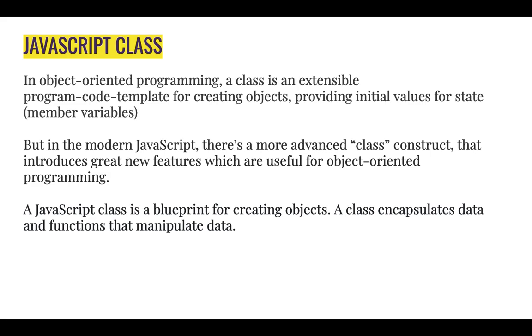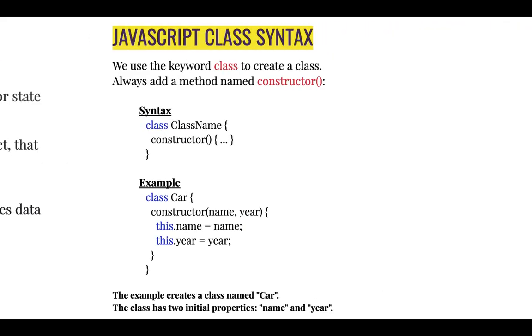However, in modern JavaScript, there is a more advanced way to do that. It introduces great new features which are useful for object oriented programming. A JavaScript class encapsulates data and functions that manipulate data. Let's look at the syntax for creating a JavaScript class.